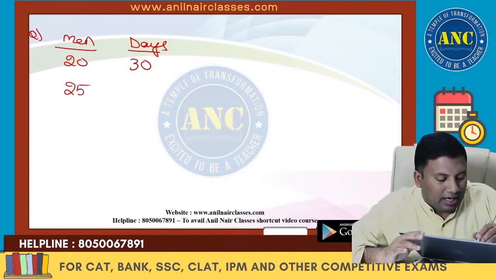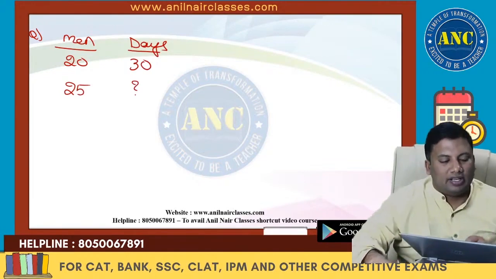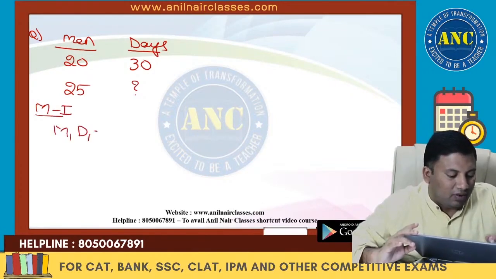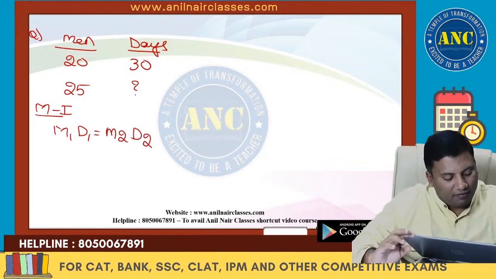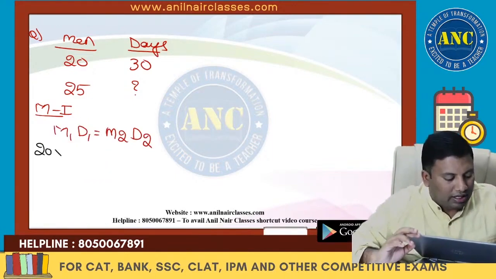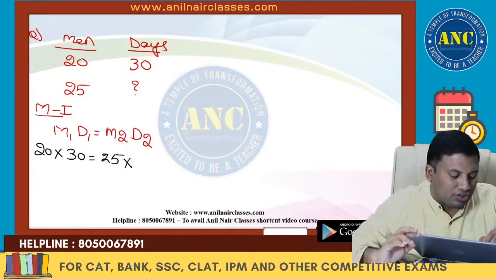25 men can complete the work in how many days? Method 1. Just now we discussed M1 D1 equivalent to M2 D2. This is where everybody will solve it like this. So 20 into 30 is equivalent to 25 into D.